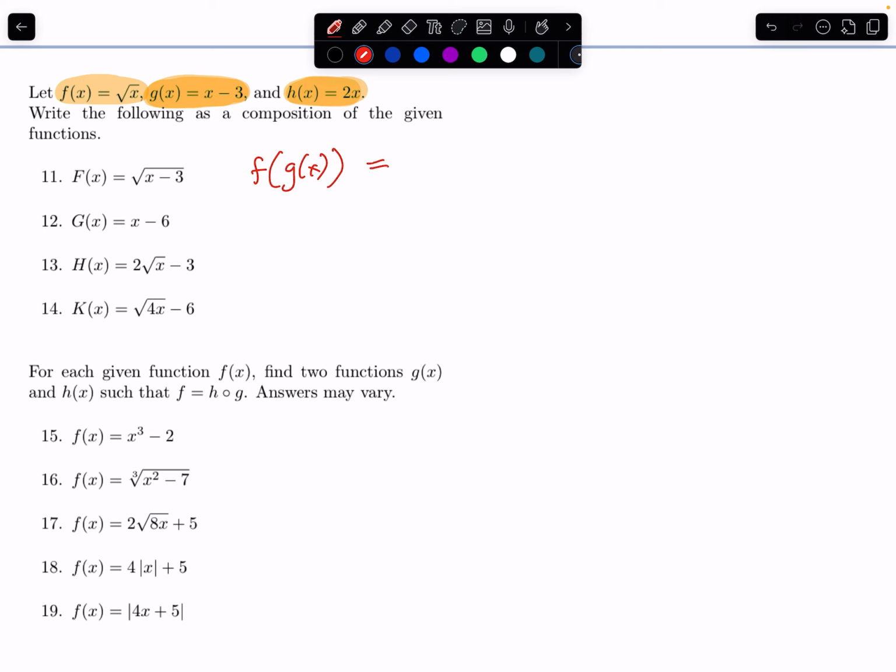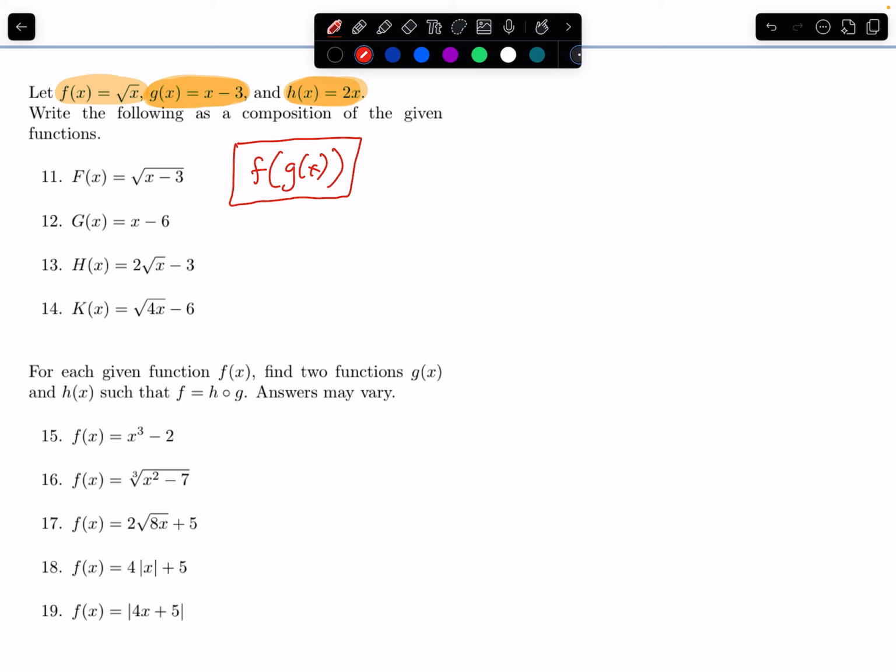And as a quick check, let's just evaluate this. g of x would be x minus 3. And then I'd be taking f of that. f would take a square root of whatever is there. And so I end up with square root of x minus 3, and that matches. So that's correct, which means f of g of x was the correct answer here. That's it.